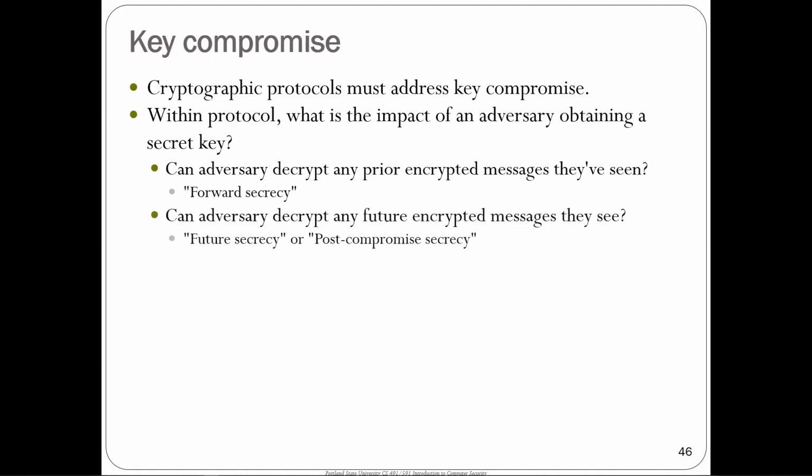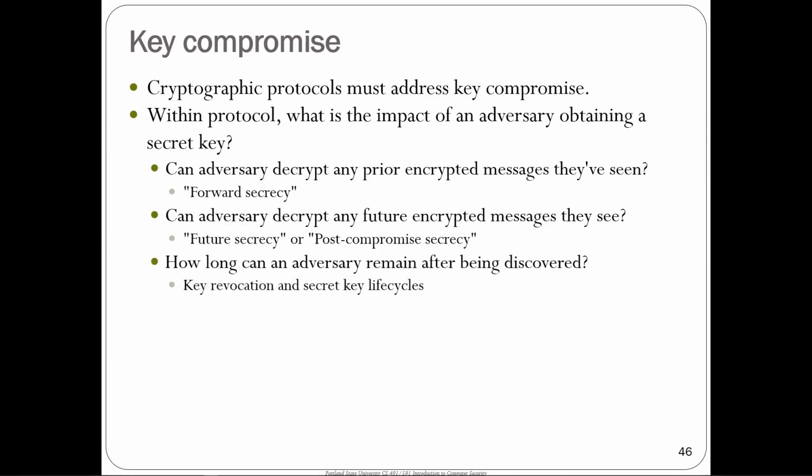The other thing you have to think about is, if someone has captured a secret key right now, can they decrypt future encrypted messages that they see? This is future secrecy, or post-compromise secrecy. These are the two properties that we're going to talk about here and how they're implemented.